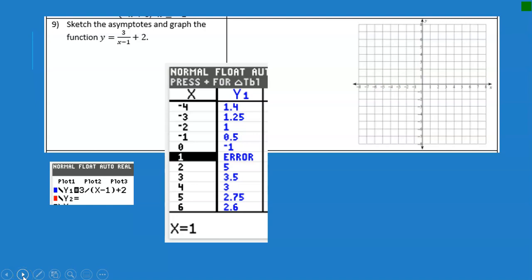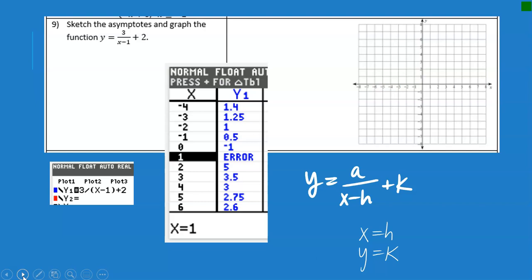For this problem, we're asked to sketch the asymptotes and graph the function. So the first thing we should do is figure out the asymptotes. Remember that this is what the standard function looks like, y equals a over x minus h plus k. And our asymptotes are x equals h and y equals k.